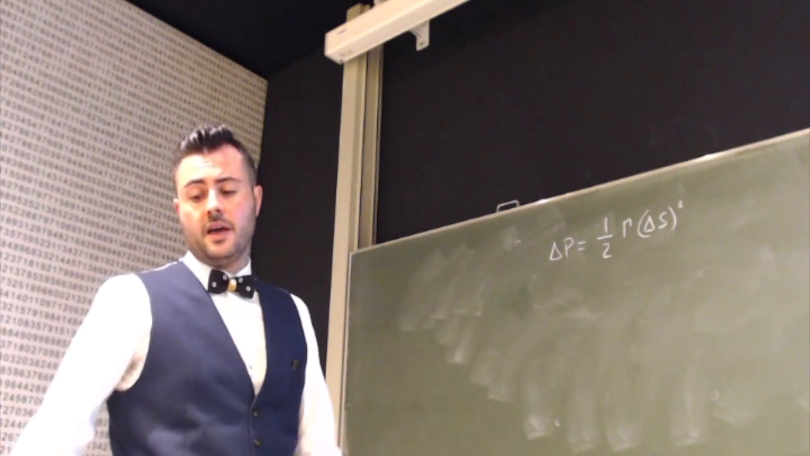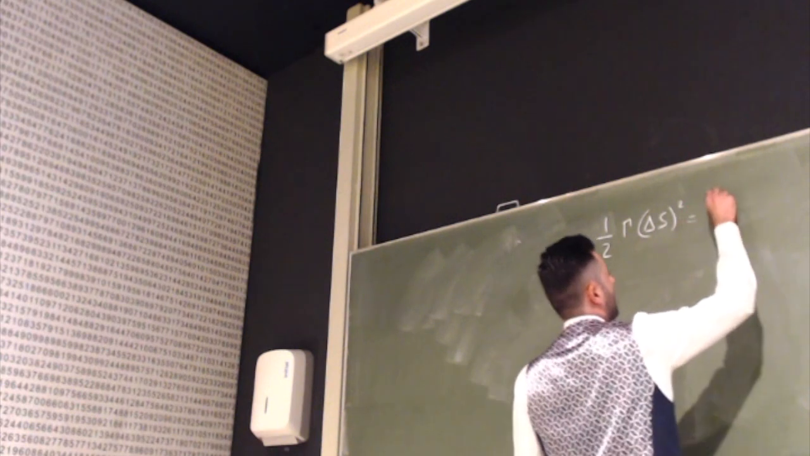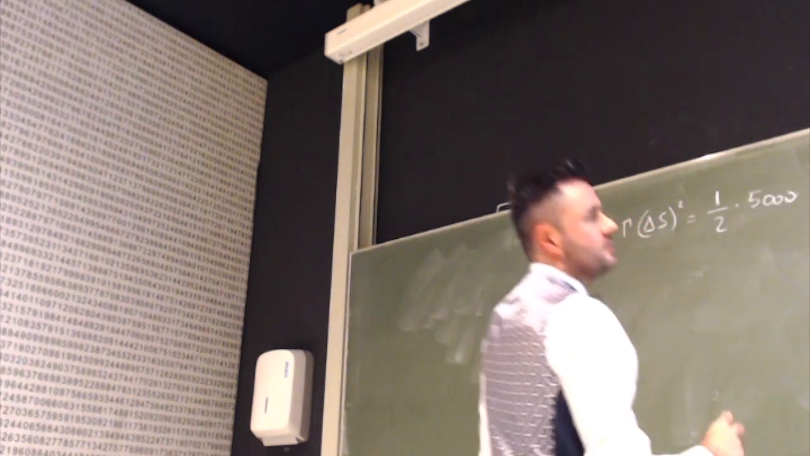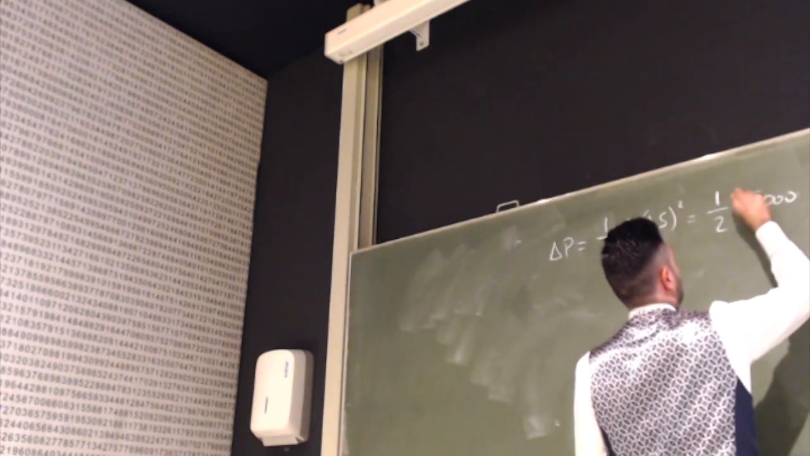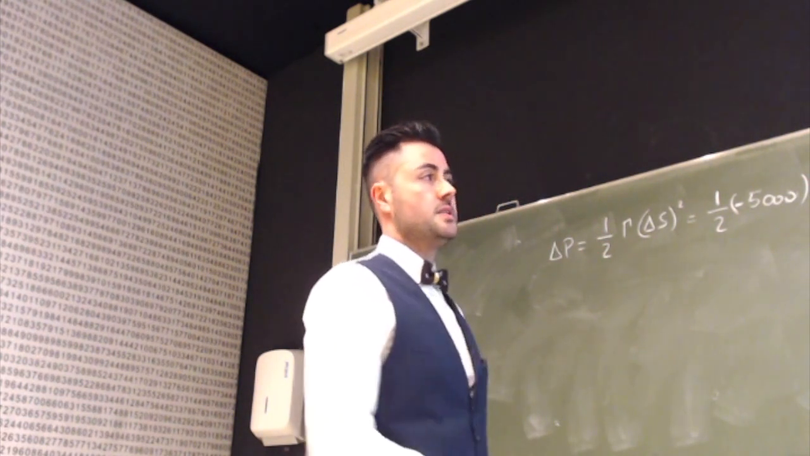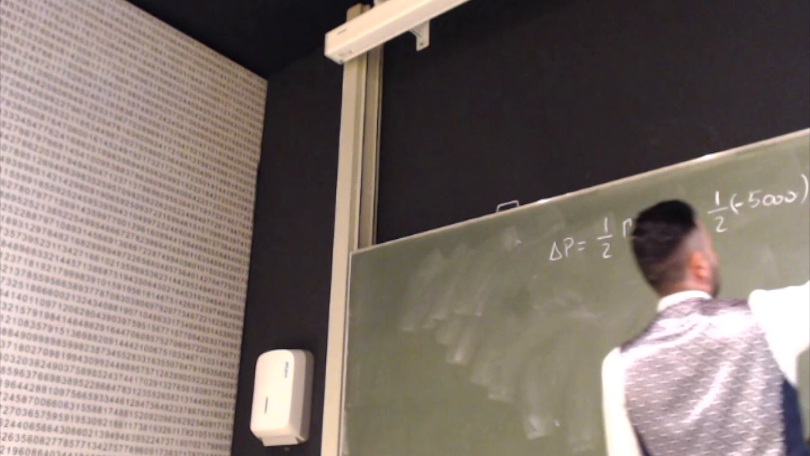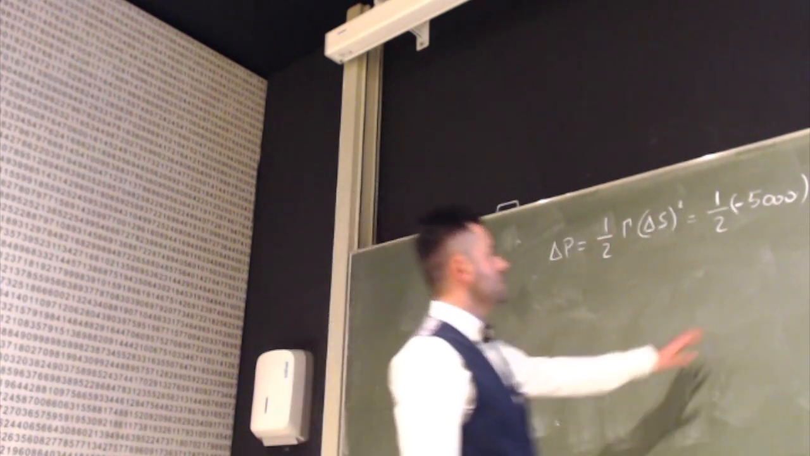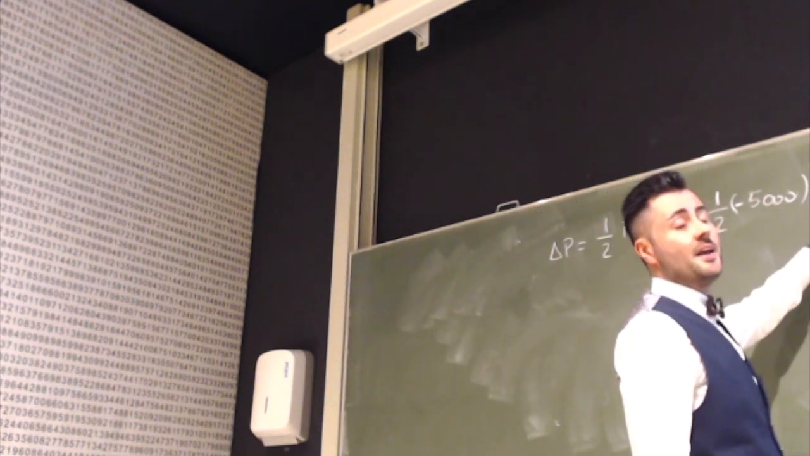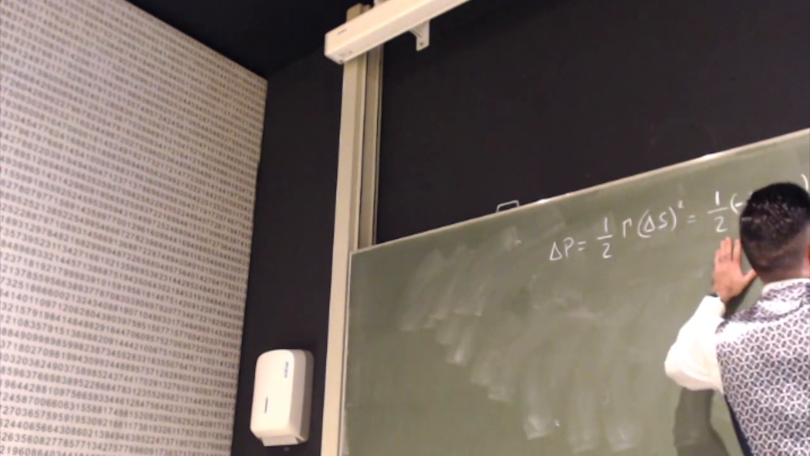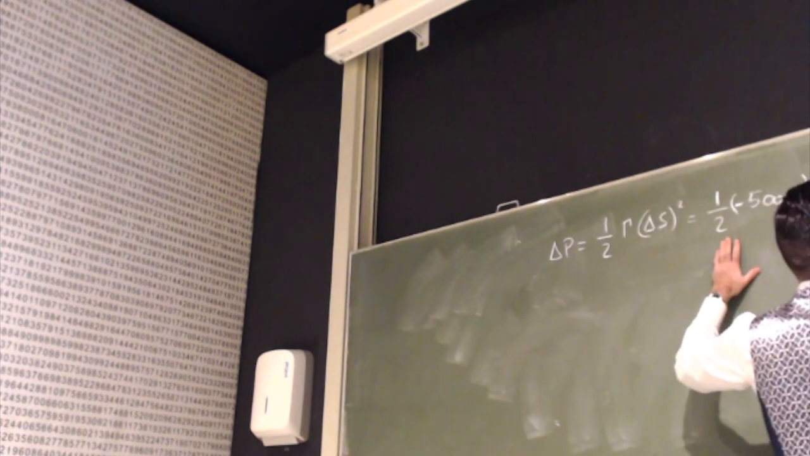Okay, if I do that, and you have my data here, what do I have? I have 1 over 2 times minus 5,000. And then I have the change in the price squared. So I have 3 squared. So this is 5,000, this is 9. So minus 45,000 divided by 2. It is minus 22,500.